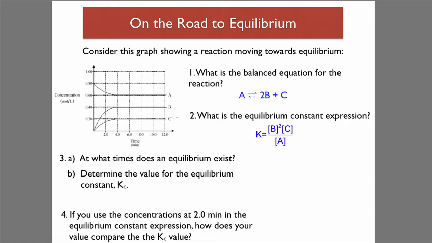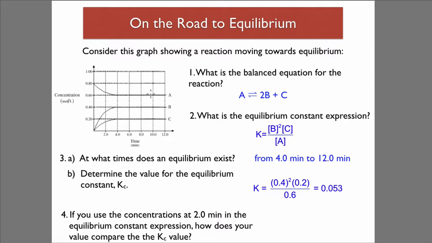At what time does an equilibrium exist? It's very clear that this is occurring at 4 minutes. If we would determine the value for the equilibrium constant, Kc, we would simply plug in to this. B would be 0.4, C 0.2, A 0.6. Do the maths, get the answer.